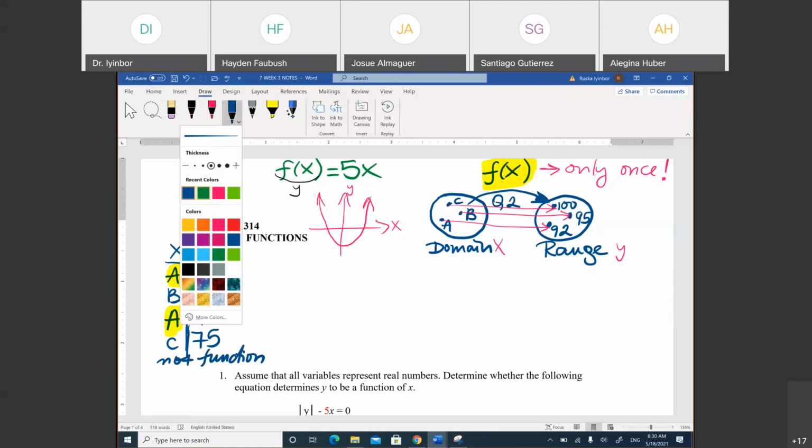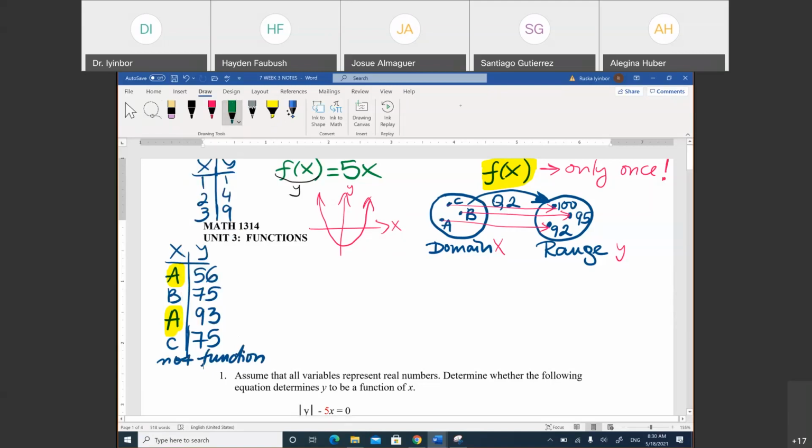So let's check equations of functions. When you have an equation, it's a function when you have no y squared and when you have no absolute value of y. Because y squared is going to give you two values for y, and absolute value of y is going to give you also two values for y. That means it's going to give you two elements in the range. Okay, so those two are going to give you not a function. So everything else, it's okay. You can have a function.